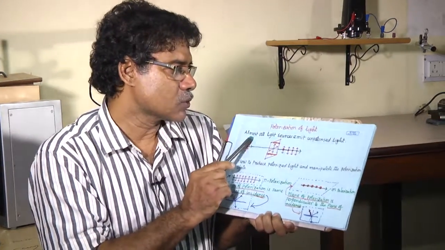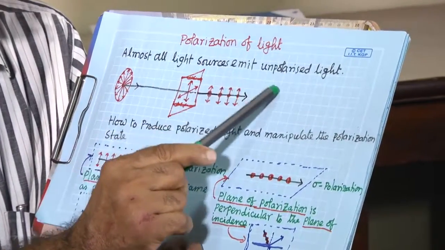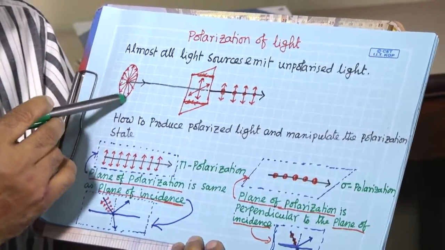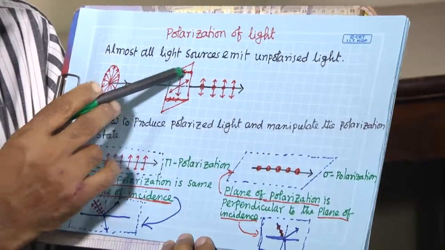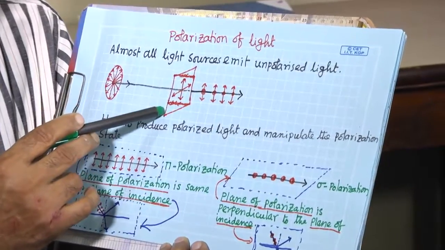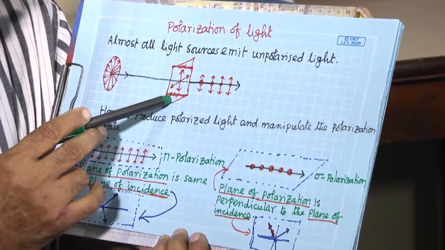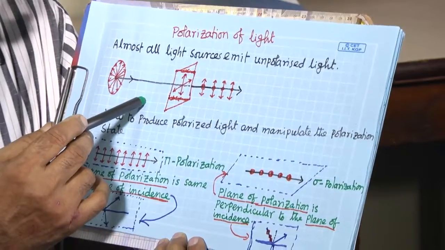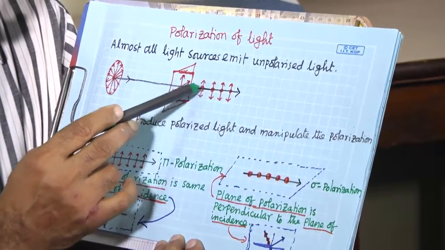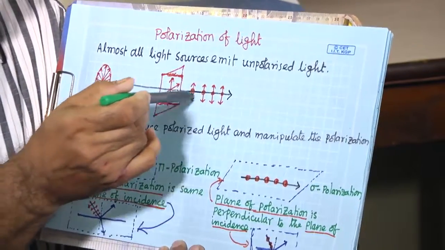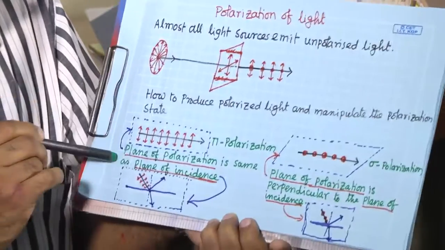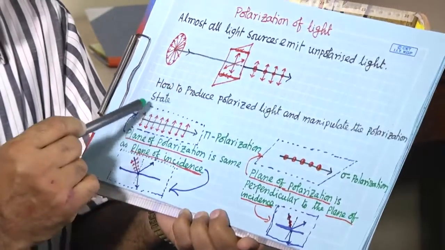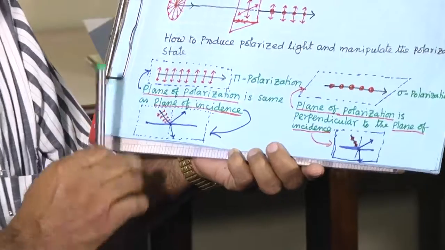Almost all sources emit unpolarized light. In unpolarized light the electric component vibrates in all directions. We express this with two mutually perpendicular components, in a plane perpendicular to the direction of the light. We also represent it like this: one component in the plane of the paper, and another component perpendicular to the paper. So, how do we produce polarized light and manipulate the polarization state?